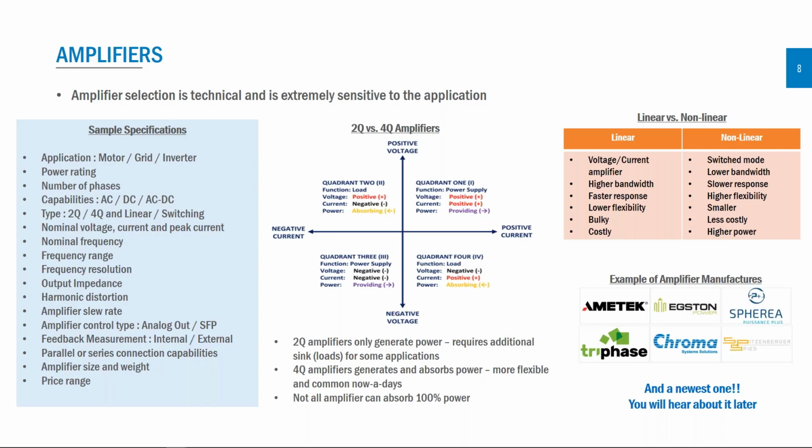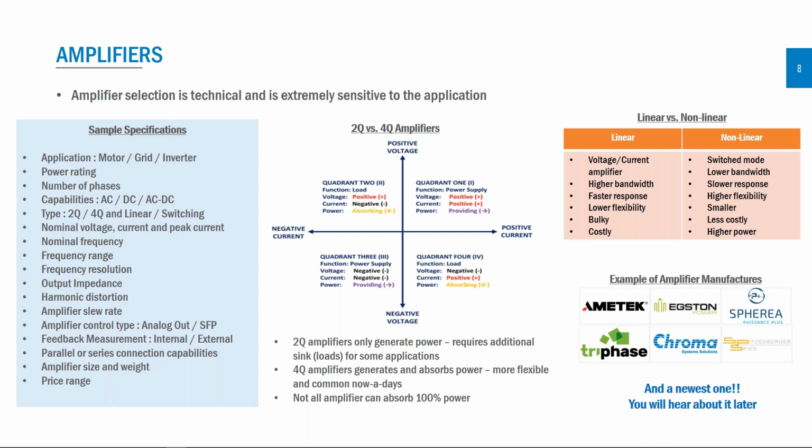Then the next question is the power rating. How many phases do you want? What kind of capabilities do you want to simulate? Do you want to just get the AC output of that amplifier? Do you want to do the DC? Or do you want an amplifier that can go from DC all the way to AC, and in some cases to the high frequency AC?